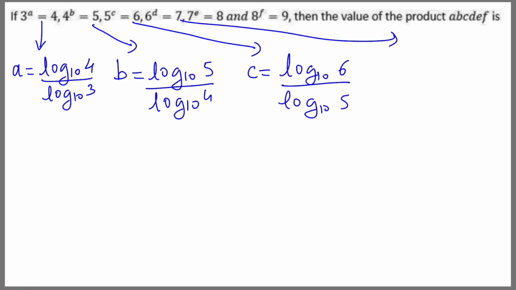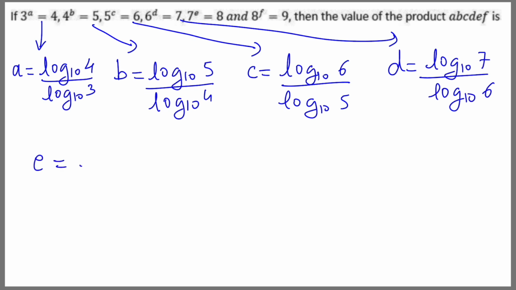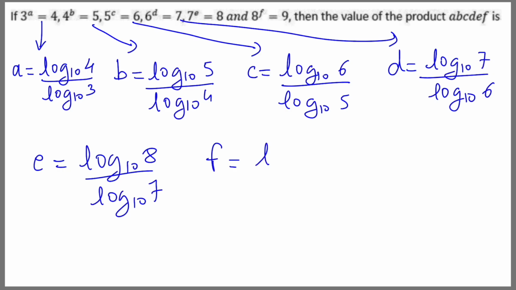D can also be written in a similar way. D can be written as log of 7 to the base 10 divided by log of 6 to the base 10. Same for E. E will be log of 8 to the base 10 divided by log of 7 to the base 10. And finally, F will be log of 9 to the base 10 upon log of 8 to the base 10. The next step is I will multiply all these values.